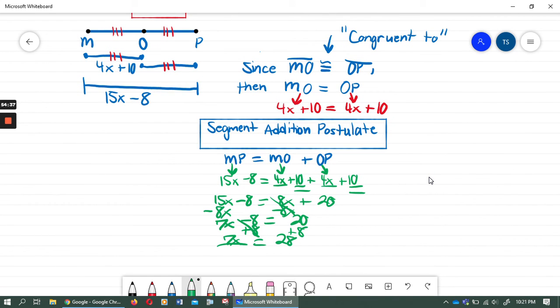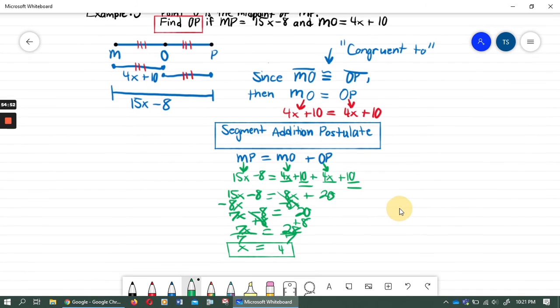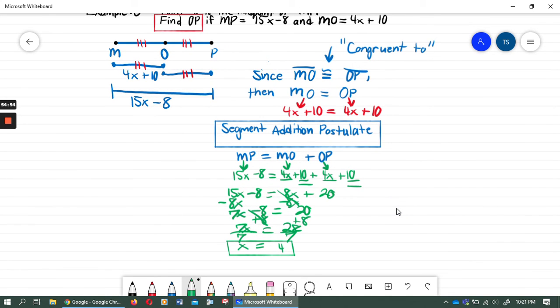Close enough. Don't have to be. Divide by 7. X equals 4. So again, guys, we've got the value of x, but that's not what we were technically asked to find. Remember, we were asked to find the length of segment OP, and that's what we need to do.